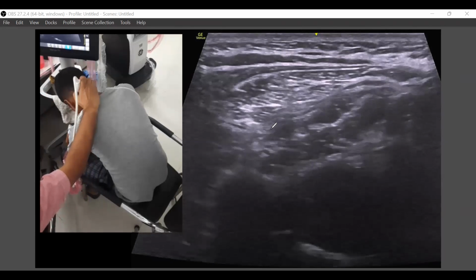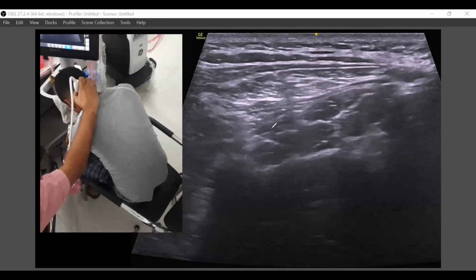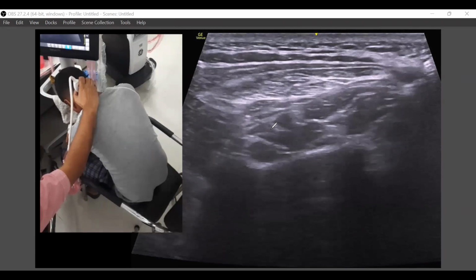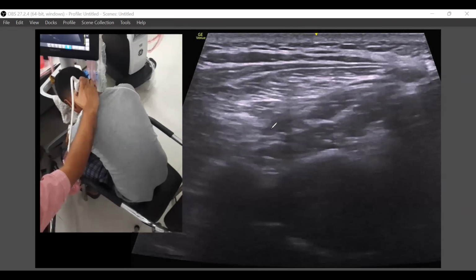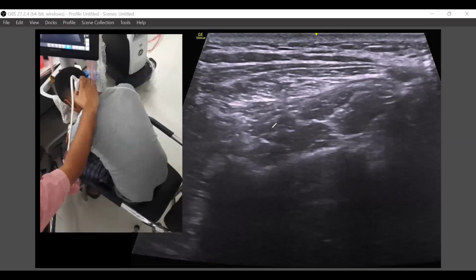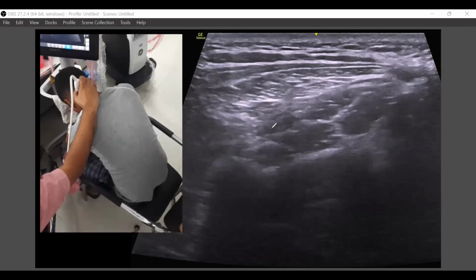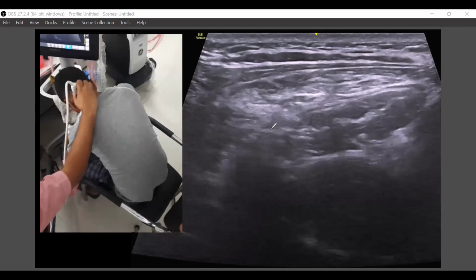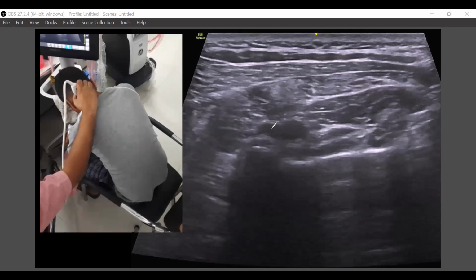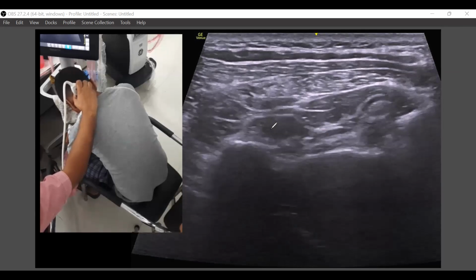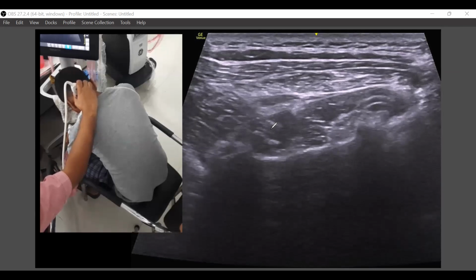Put the probe over the lamina. The left side of my screen, towards the aspect marker, is your articular pillar. The right side of my screen is your spinous process. And now just move up and down. If you are moving up and down, you'll be able to see the valley is converted into the hill.